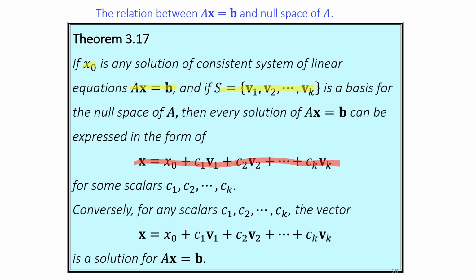x naught plus the green part. If you can see, the green part is a linear combination of vectors in the basis. Therefore, the green part is an element in the null space. Okay, the converse is also true. Please reread this theorem and try to understand.